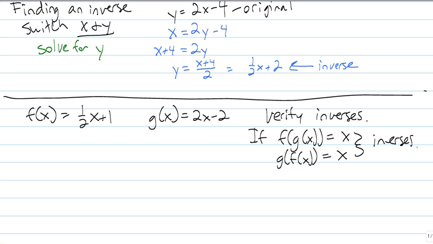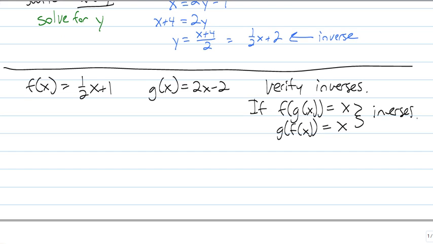To verify if two things are inverses of one another, you just do composite functions. If you do f of g of x and your output is x, and then you do g of f of x and your output is x, then they are inverses. You have to do both of them. Sometimes one works and the other one doesn't. We saw that on one of the prior lessons. Sometimes we got x out.